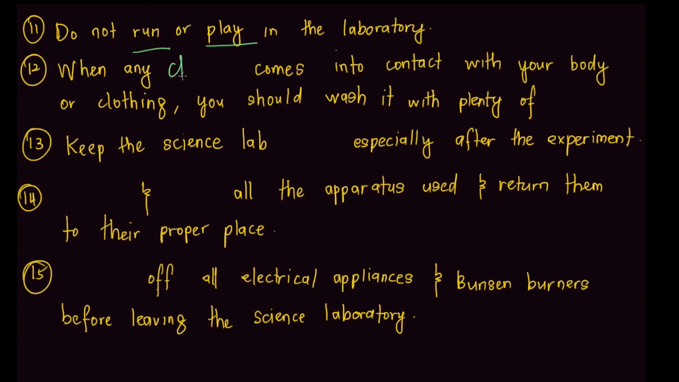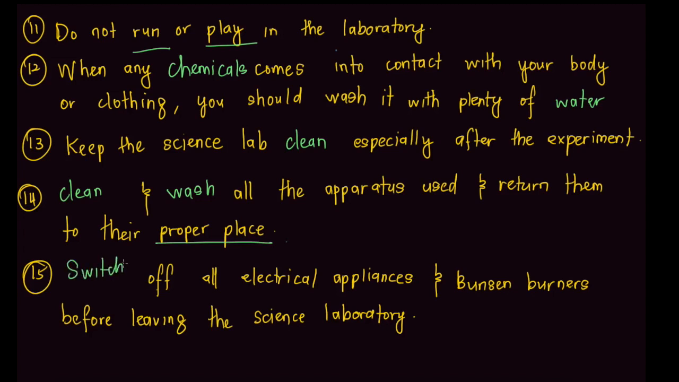When any chemicals come into contact with your body or clothing, you should wash it with plenty of water. Keep the science lab clean, especially after an experiment. Clean and wash all the apparatus used and return them to their proper place. Switch off all electrical appliances and the Bunsen burners before leaving the science laboratory.